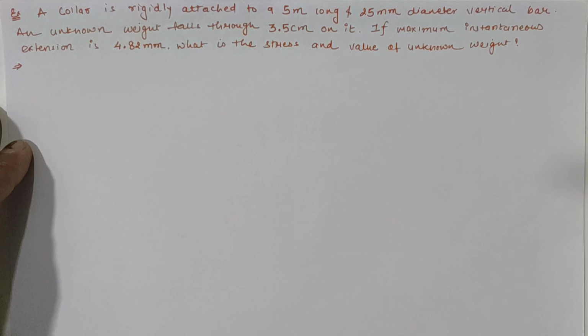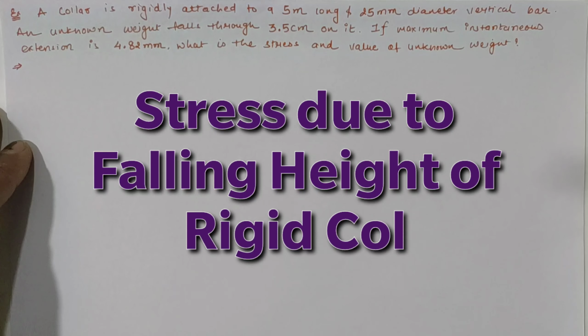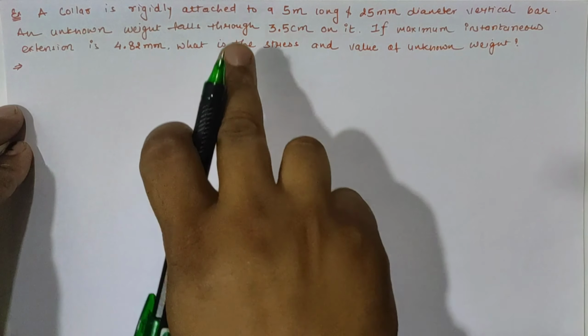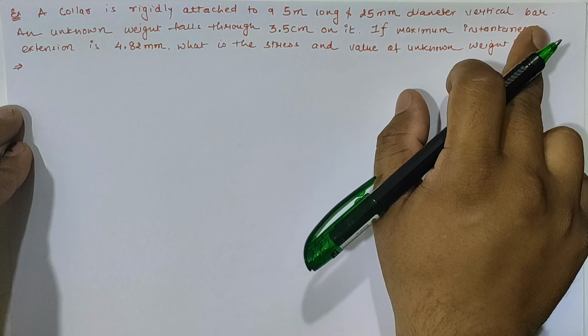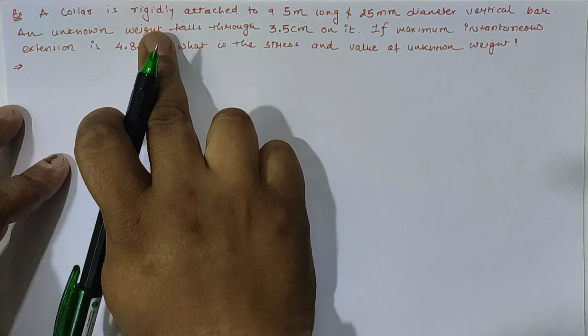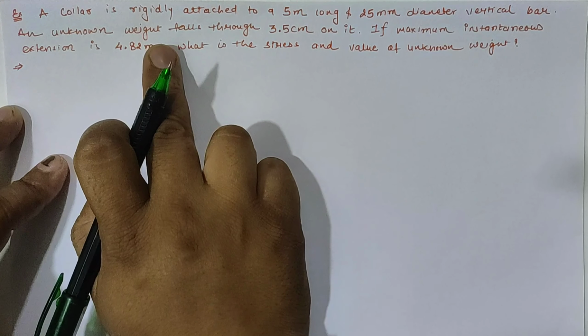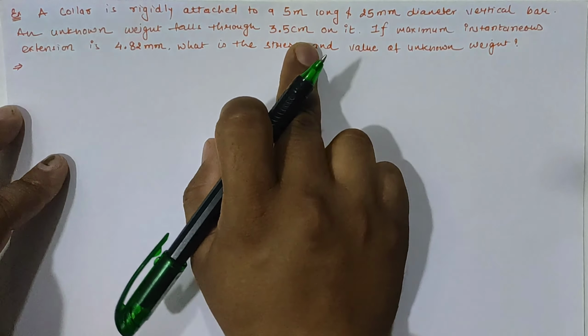Hello friends, today we are going to calculate the work done by the collar which is falling through some given height. According to the example data, we have a 5 meter long, 25 diameter vertical bar which is rigidly attached with the collar. An unknown weight falls through 3.5 centimeter on it.